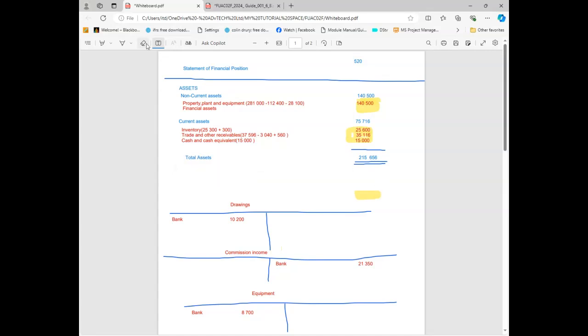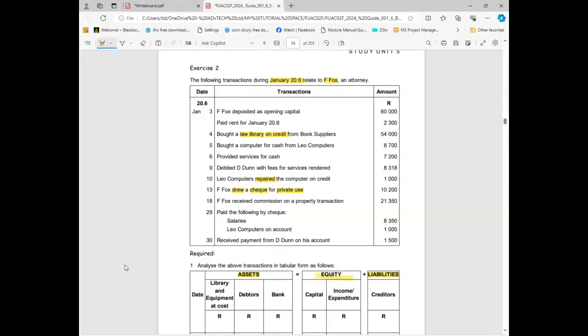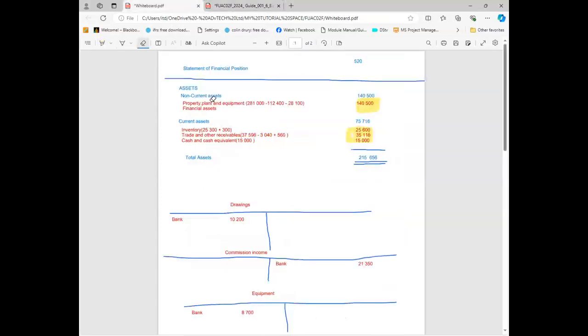Perfect. Cool. Let's look at the other one. On the 29th, we paid the following by cheque. Okay. So for the first one, it would be bank and salary. So I'm going to open salary here. Let me just quickly create more space.